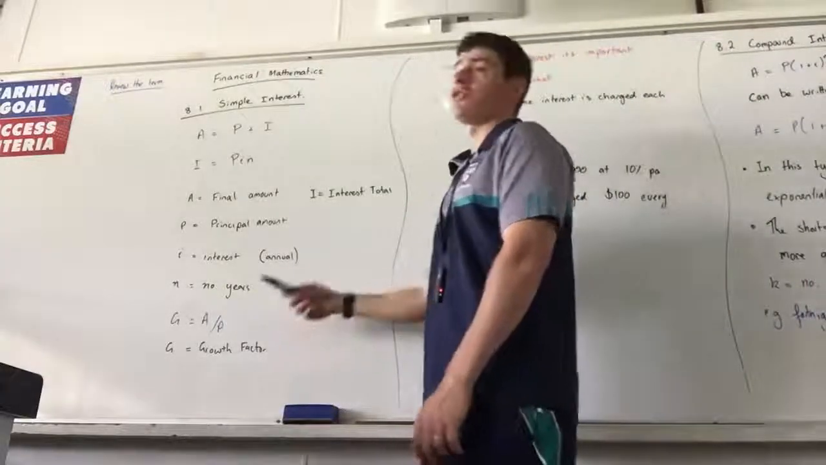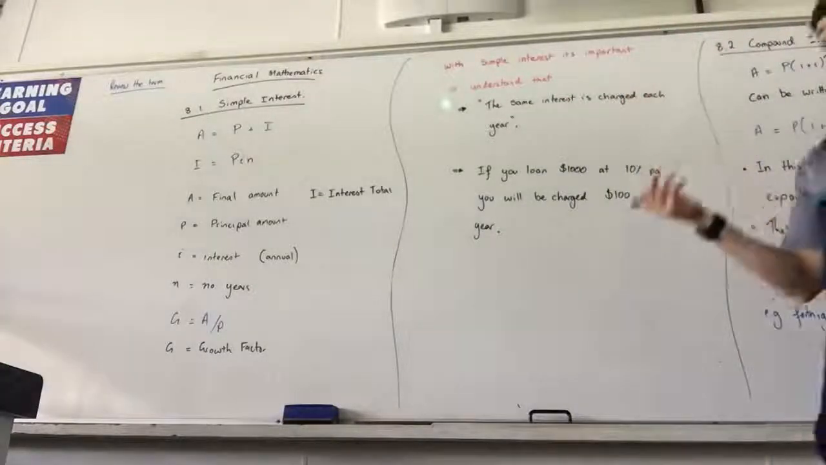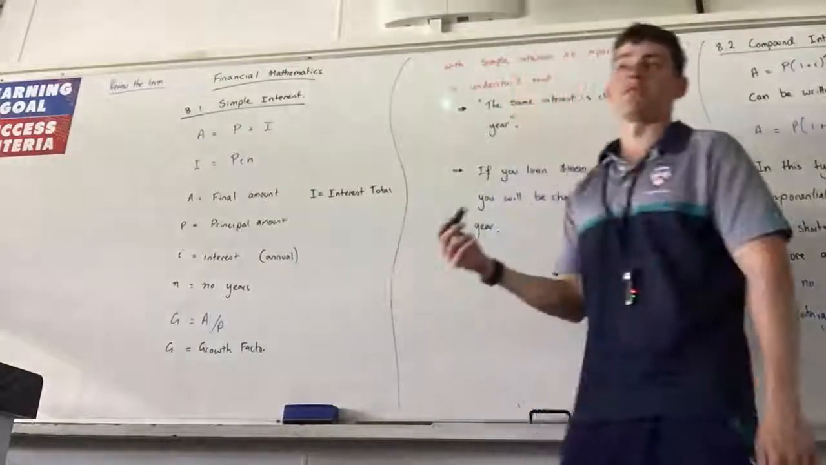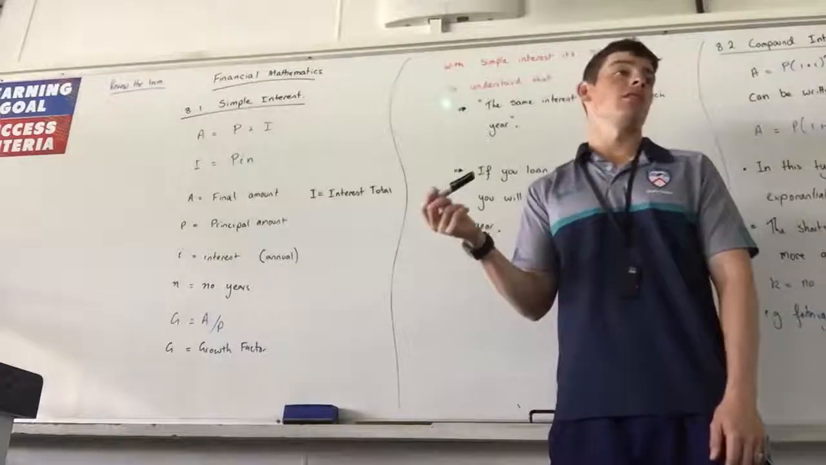A growth factor question might come up, and that's simply how much has your initial amount grown over that period of time, and that is the final amount divided by the initial amount. So if you had a growth factor of 2, what have you done with your money?